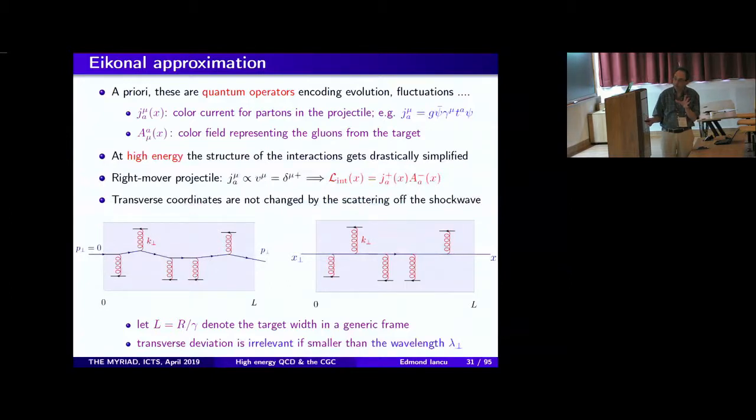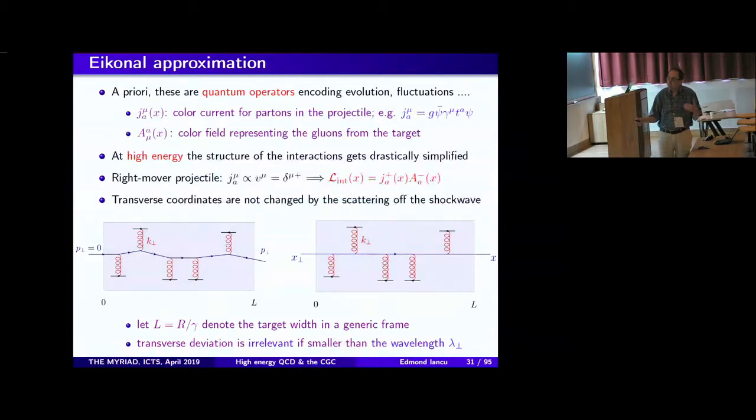So this is a picture of the scattering in momentum space. That's a picture in coordinate space. They're the same, although they don't look like it. In momentum space, the quark enters the nucleus. That's supposed to be a slice of the nucleus, from 0 to L, where L is the longitudinal width of the nucleus in a generic frame. So if R was the radius of the nucleon, then L is R divided by gamma, where gamma is the Lorentz factor. So it's a generic frame. The quark comes inside the nucleus with zero transverse momentum. It scatters off, say, valence quarks from inside the nucleus by exchanging gluons, and it gets kicks. And these kicks give transverse momentum, which add together to give the final p perp. That's the picture in momentum space.